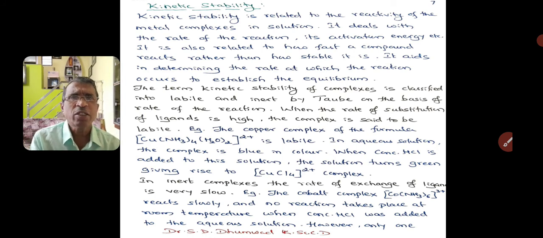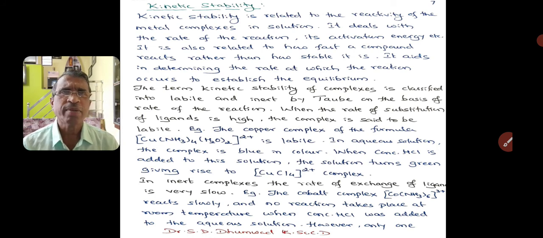Now coming to another aspect, that is kinetic stability. Kinetic stability is related to the reactivity of the metal complexes in solution. This is very important, in solution. Of course, all the complexes we generally carry out are in solutions. It deals with the rate of the reaction, its activation energy, etc. It is also related to how fast a compound reacts rather than how stable it is. So this is very important as far as kinetic stability is concerned.